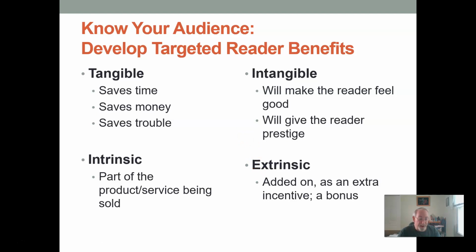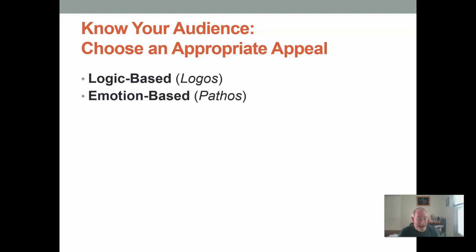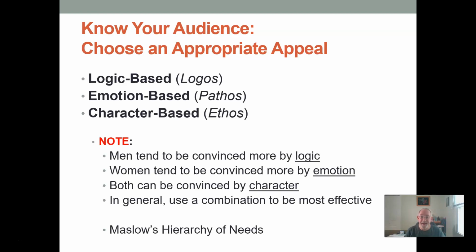Now you can move on to how to reel in the audience. You must know how to appeal to them. You learned this in English 1010. Logos, logic. Pathos, emotion. Ethos, character. You should also understand psychology, how the brain works.